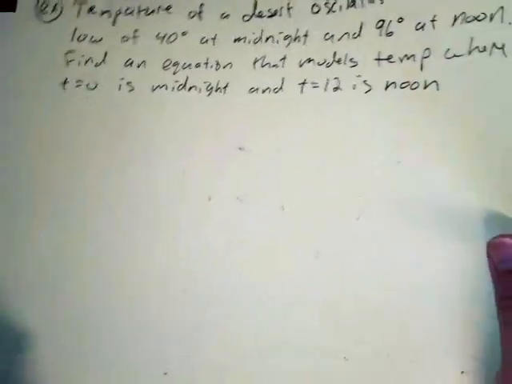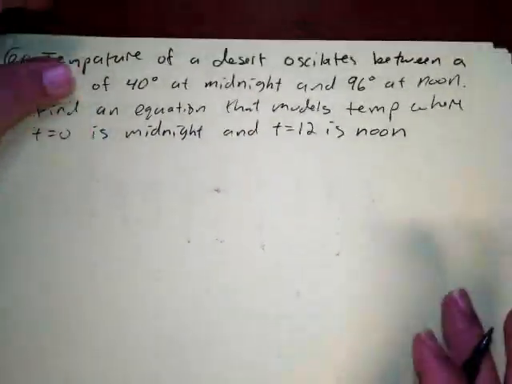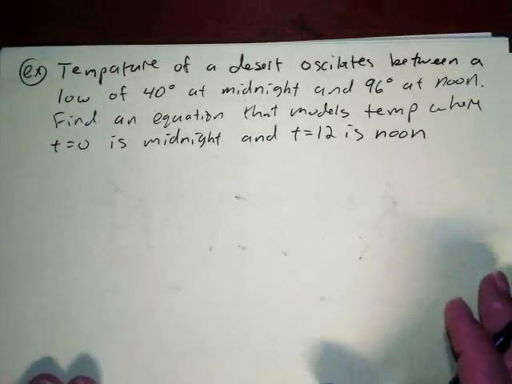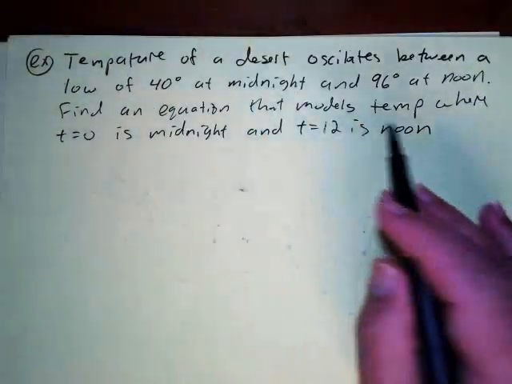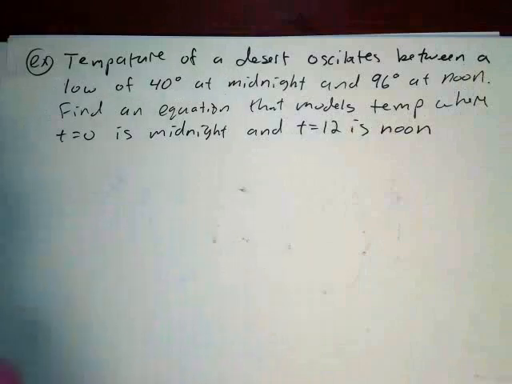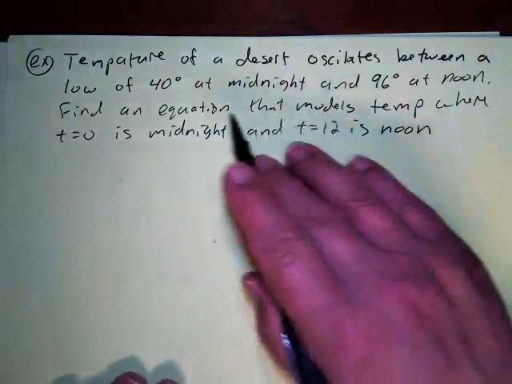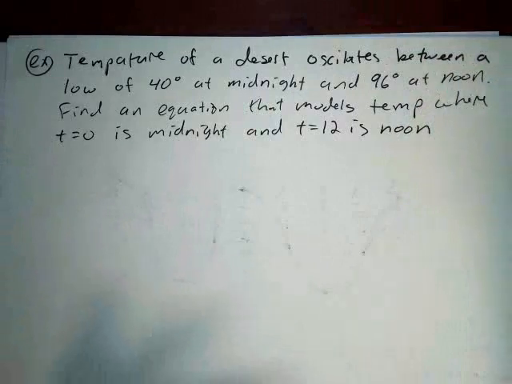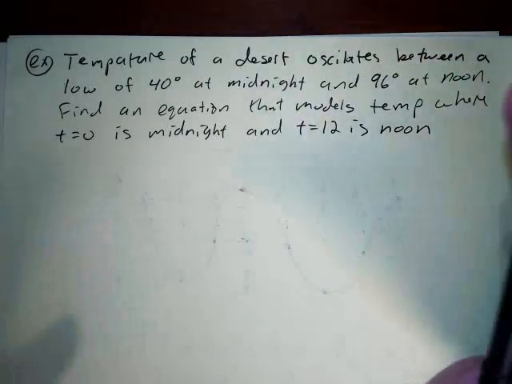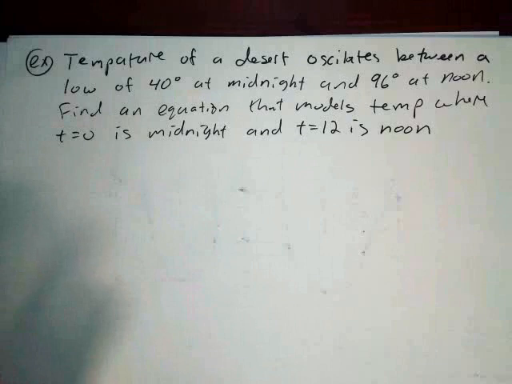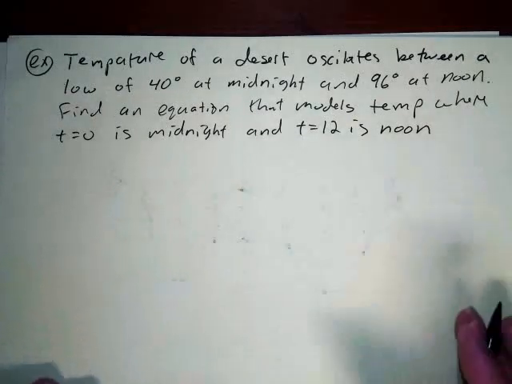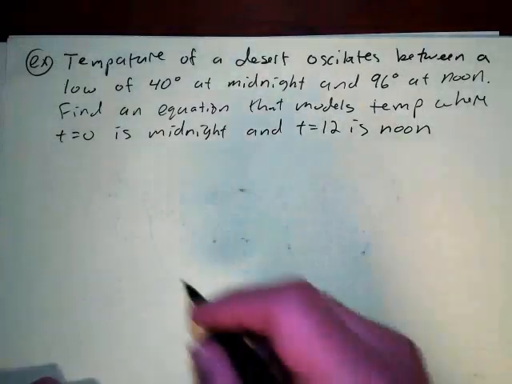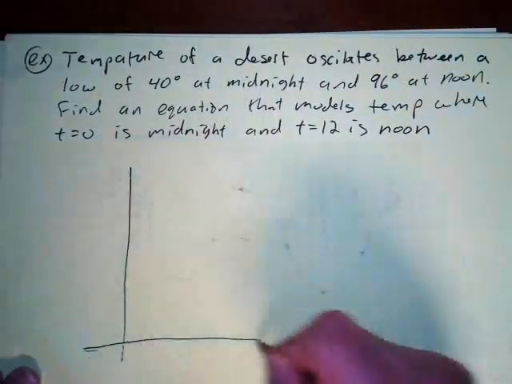But I want to do one more problem here, kind of a real-world application type problem. So imagine you have a desert here, and the temperature of the desert oscillates between a low of 40 degrees at midnight and then a high of 96 degrees at noon. And you want to find an equation that models the temperature where T equals 0 is going to be midnight, T equals 12 is noon. So this thing is oscillating between 40 and 96, right?